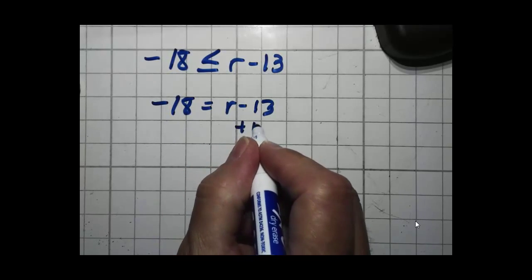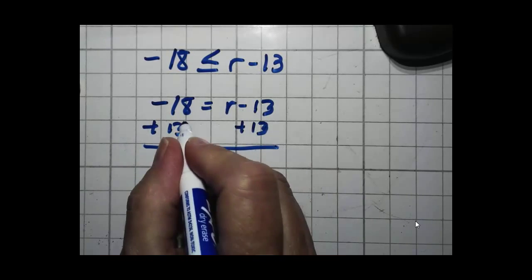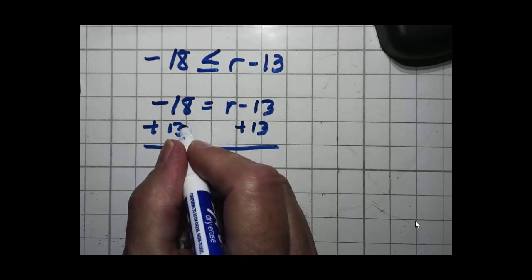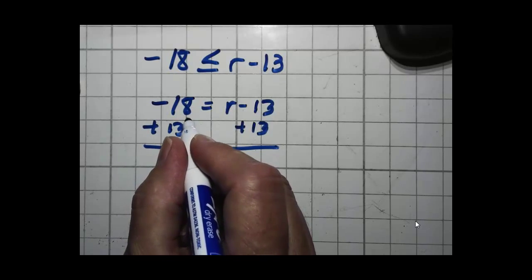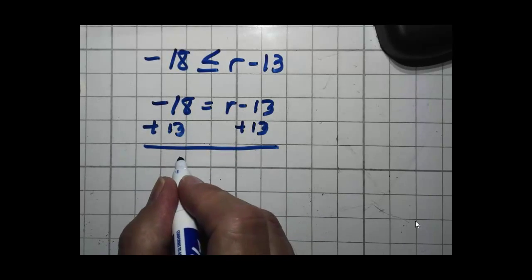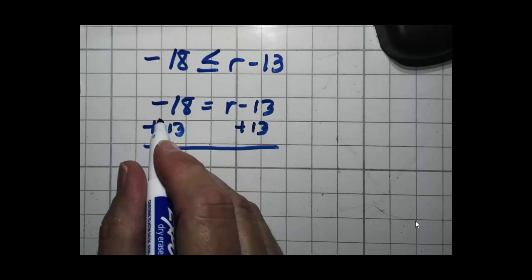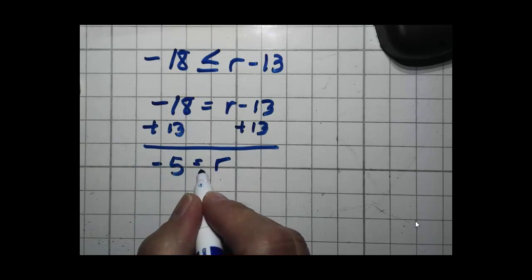So I have minus 13. I'm going to add 13 to both sides. And again, if you're still struggling with positive and negative numbers, integer operations, go back and rewatch that video. It's going to make things so much easier for you. Negative 18 plus 13, they have different signs, so I'm going to subtract. 18 minus 13 is 5. And since 18 is bigger, I'm going to keep the sign on the 18. In this case, it's a negative. So negative 5 equals r.